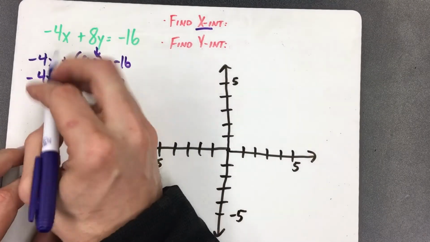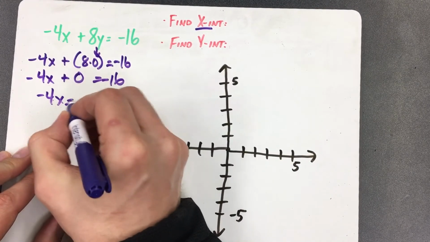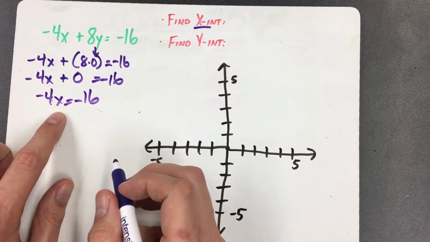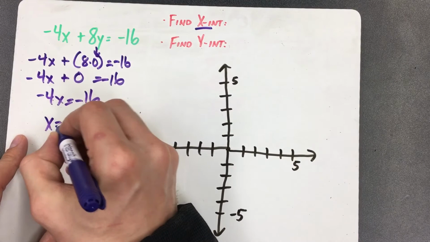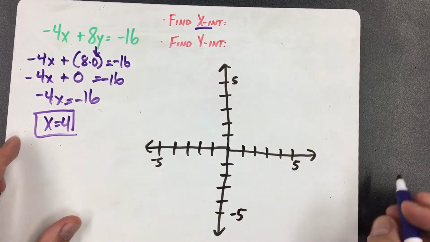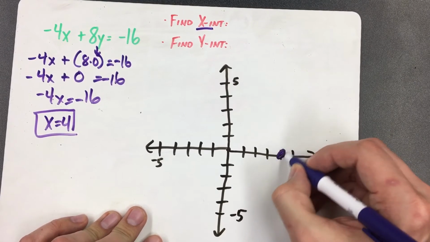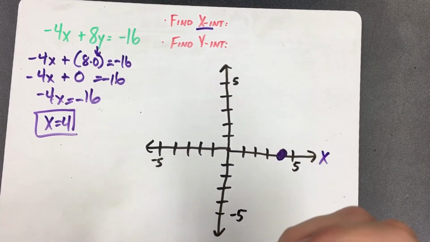Adding 0 is really not important, right? It doesn't do me any good. So I have negative 4x equals negative 16. Negative 4 times something equals negative 16. We should all know that, right? The x-intercept is 4. So I'm going to go on the x-axis. I'm going to go to 4. Boom. Put my point. That's half of my answer.